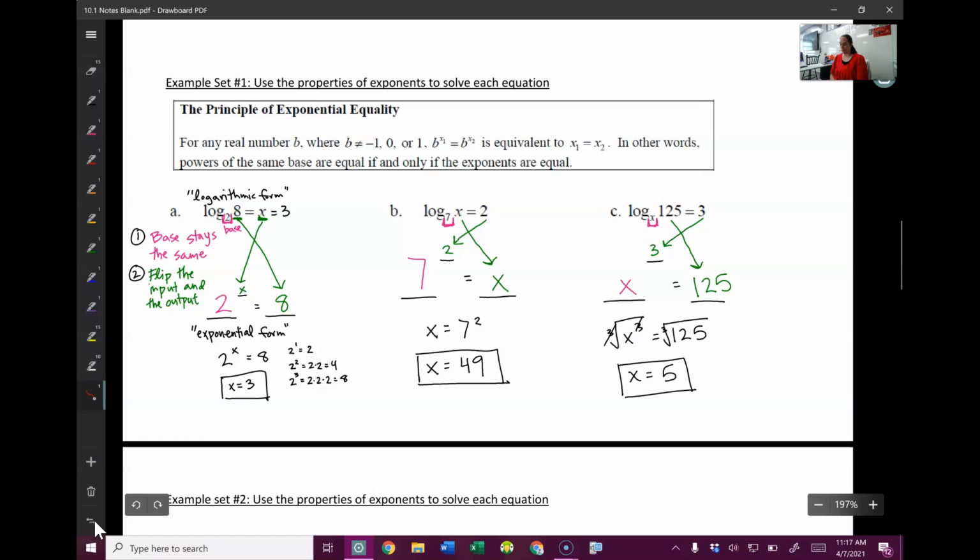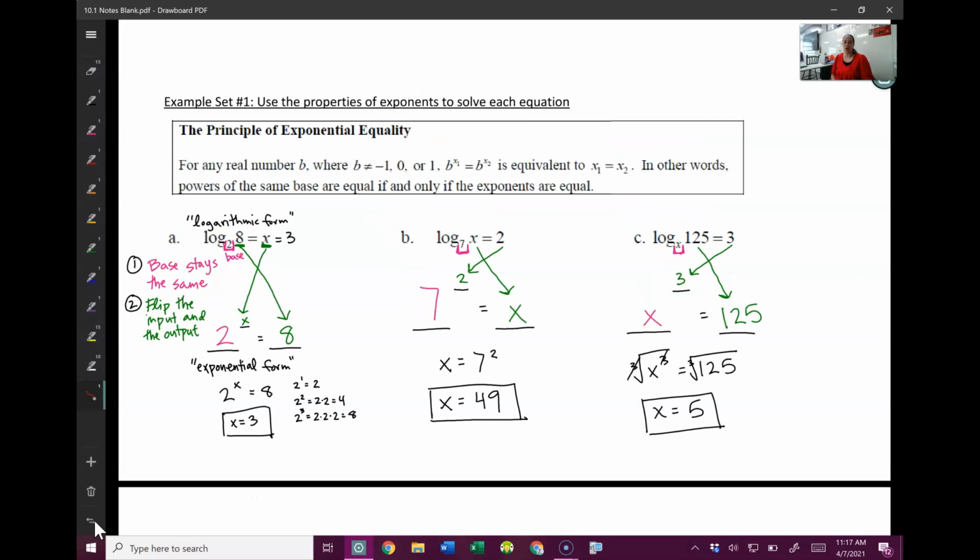So that is the basics of turning logarithmic equations into exponential equations. In the next video, we'll practice this turning it into exponential a little bit more, and we'll talk about going the other direction from exponential to logarithmic.